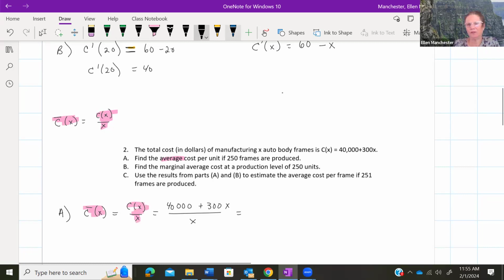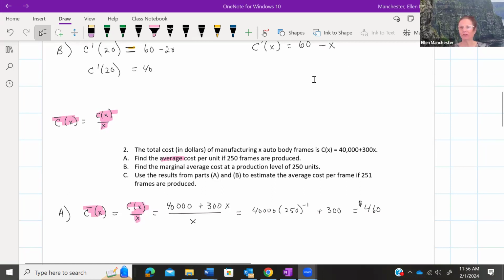Okay, so far so good. Very good. Okay, so here we go. So with this one, when you plug in 250, so it's going to be 40,000 times 250 to the -1 plus 300. So all of you are absolutely right, 460. All right, what does that mean? Cost per unit.